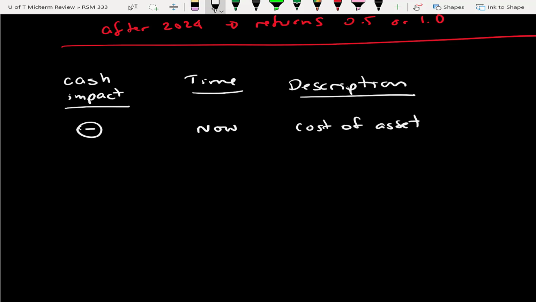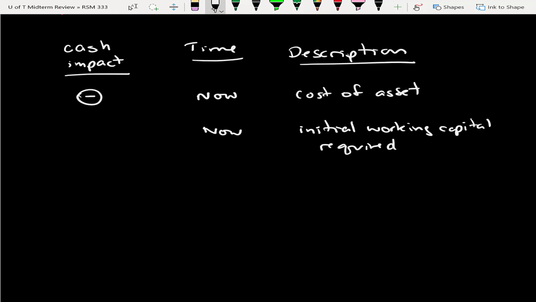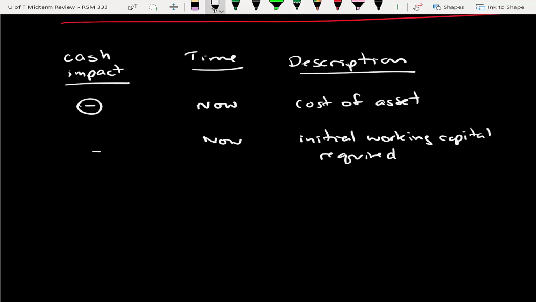The second thing is the initial working capital required. And this would be things like you're starting a business and maybe it's a store. You're going to have to go buy a whole bunch of inventory. So that will be done now, and it will need to be in place before your store opens. So it's also a negative cash impact. So that's an example of the working capital. There's other stuff that could be used as well.